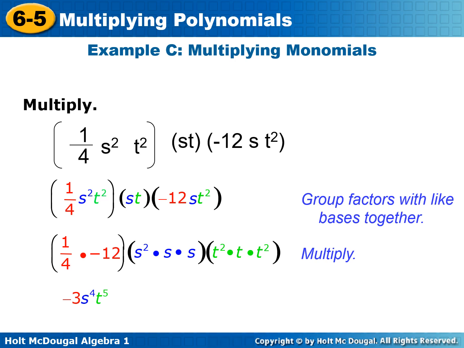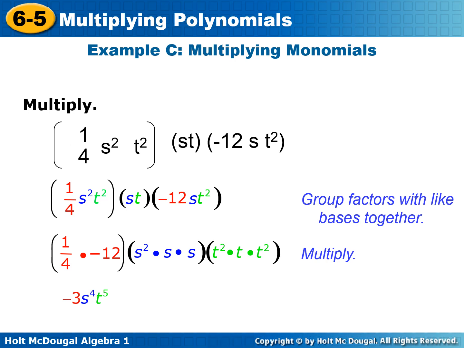And then we proceed with the variables. So we have here s squared times s times s. So that's basically keeping the base s and then adding all the exponents. So 2 plus 1 plus 1, and that is 4. And then the same concept applies with variable t, no? So t squared times t times t squared. So that's keep the base t and add the exponents. So 2 plus imaginary 1 plus 2. So that is 4.